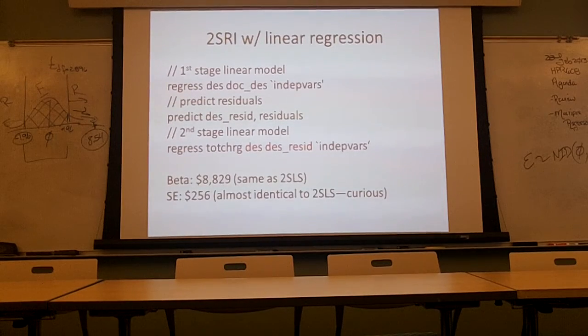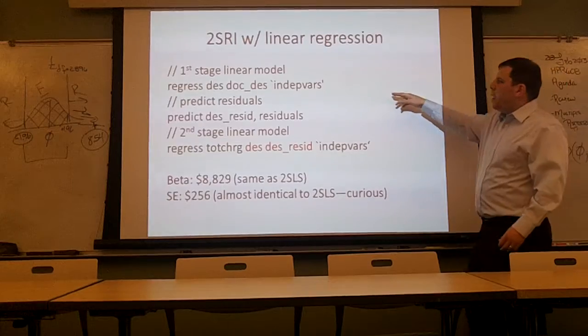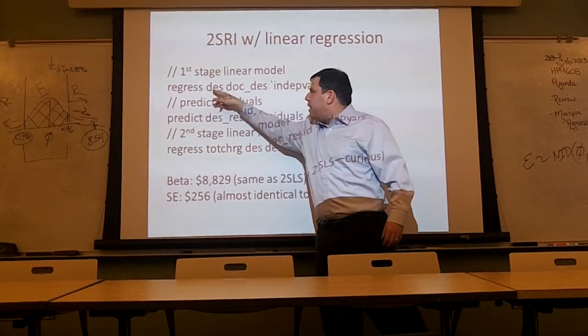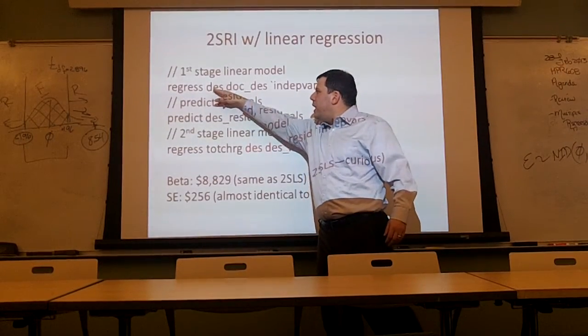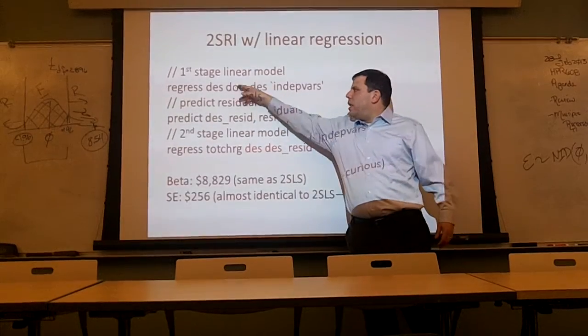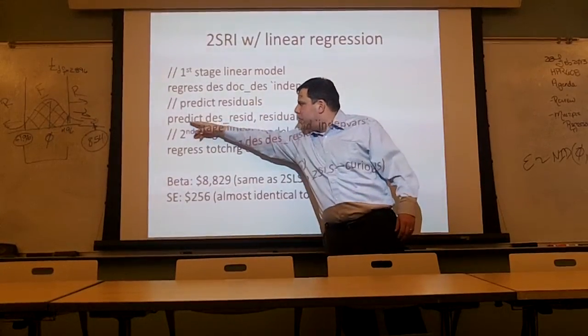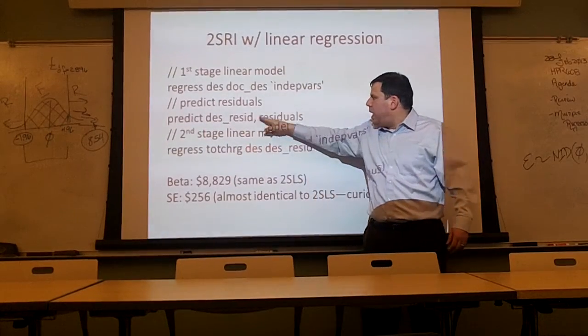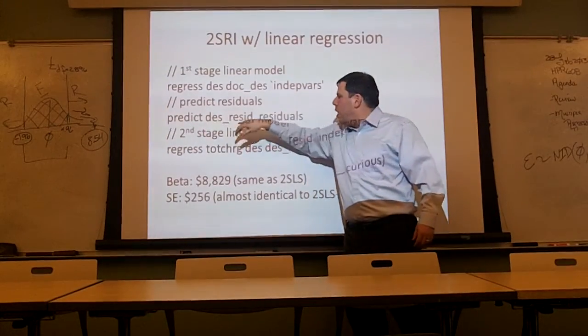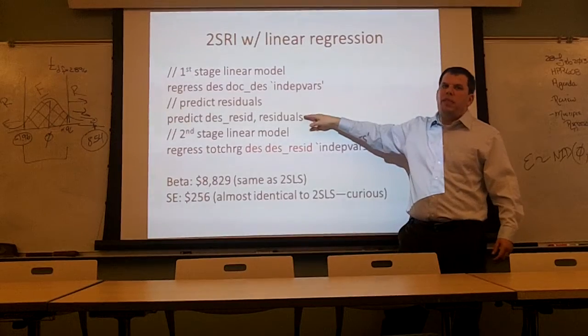So this is how you would do two-stage residual inclusion with linear regression. Our first stage model is exactly the same as before. Regress our treatment, DES, on our instrument. That's the doc lab DES rate. There are a bunch of different variables. We want to predict the residuals, so we say predict DES resid. That's the name of the variable. And we're going to ask for specifically the residuals.